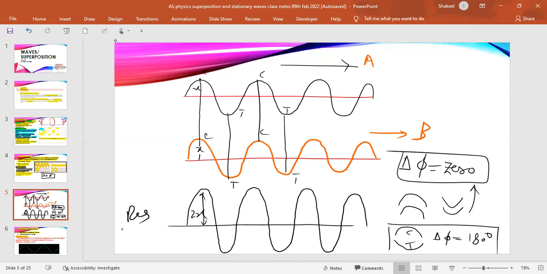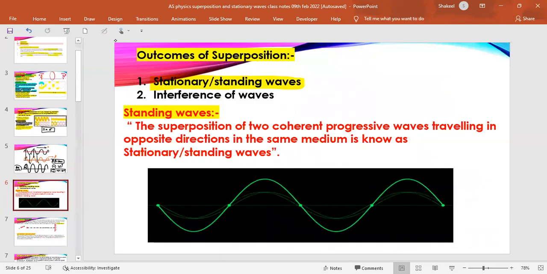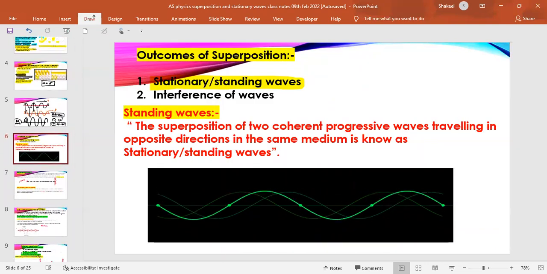So this is your resultant wave, which is due to addition of the displacement, because this is constructive interference, because identical parts of waves are meeting. So that's what is about constructive interference or maximum displacement case. And minimum is, of course, opposite to that. Okay, a few more things are coming ahead. You can understand that as well.